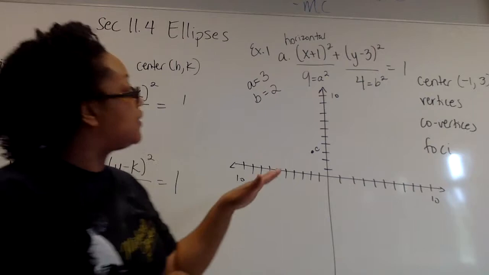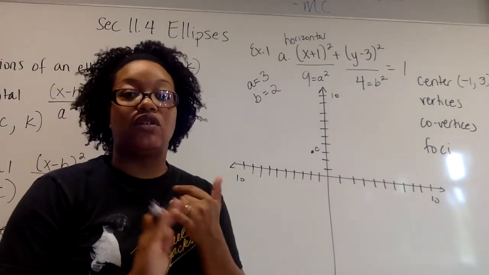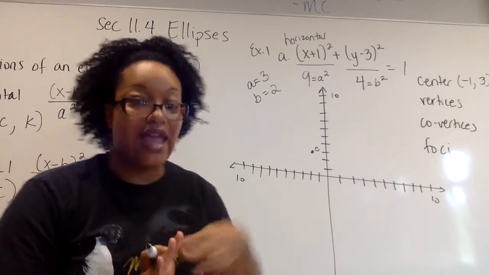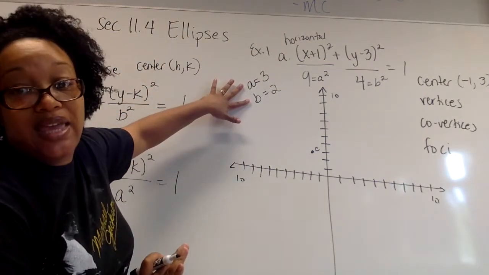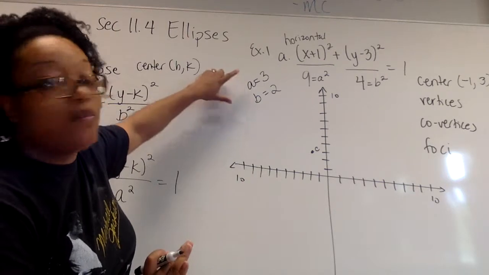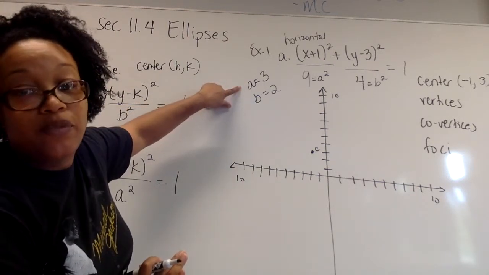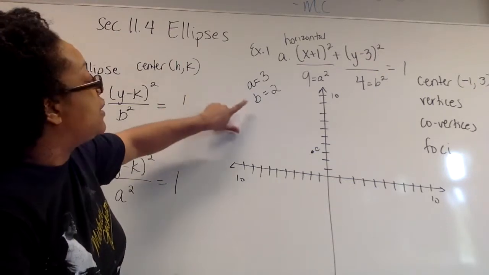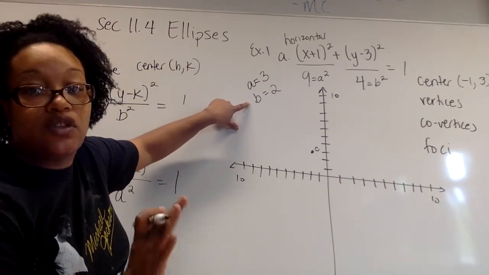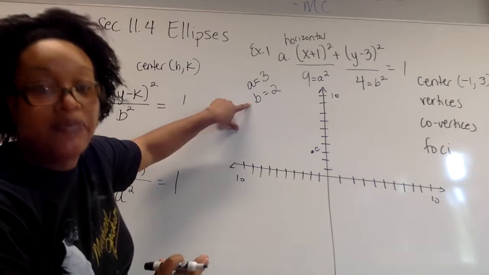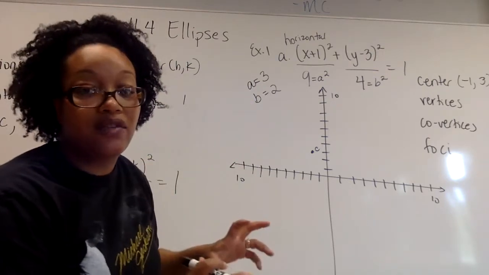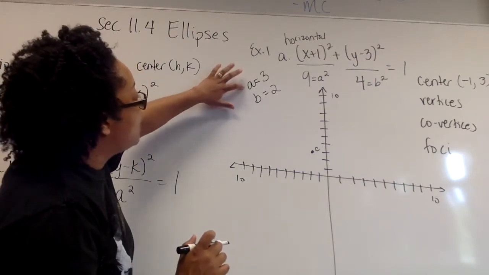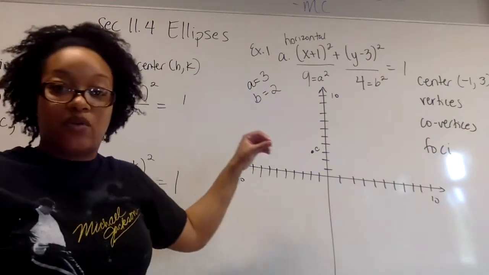Okay, now the rest of the things that you have here all deal with your distance. Your A, your B, your C. Okay, now we have the A and B. So we just need to count. Remember, A is the distance from the center to the vertex or the vertices. B is the distance from the center to the co-vertices. Okay? So if this is going to be a horizontal ellipse, remember that the greater your A is always going to be with your vertices.